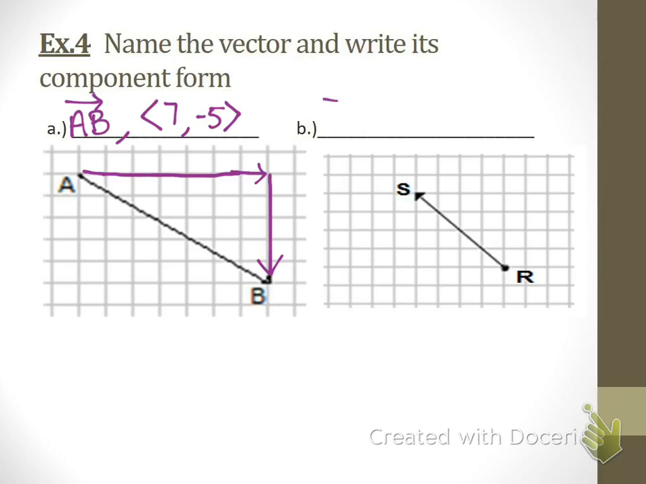For part B, what is the name of that vector? Vector RS. Remember, we got to start at the point, end at the arrow. For our component form here, which direction are we moving horizontally? No, left. We start at R. We got to start at the point, end at the arrow. So we would have to move to the left.